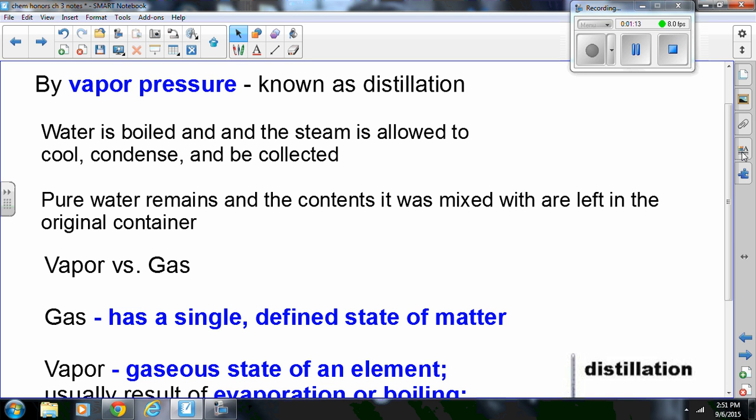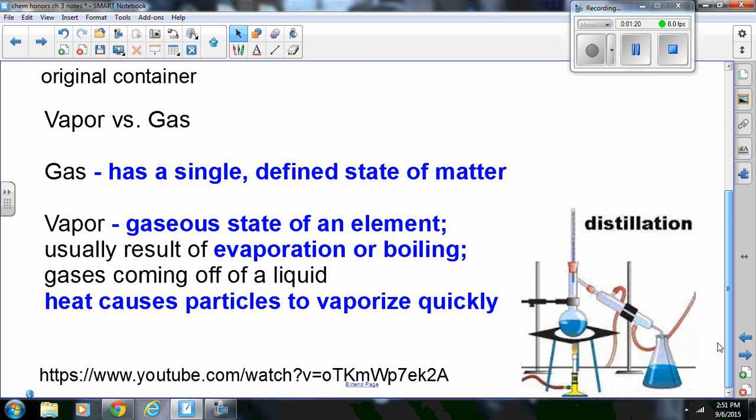You can actually do this with salt and water, but we're going to do this with alcohol and water. So if you look here, this is basically the setup. Ours will be a little bit different. We'll have a hot plate, we'll have a very basic condensation tube, and we'll also have some ice over here. So you'll basically have a hot water bath with one test tube full of alcohol and water. You will increase the temperature, causing the alcohol to turn to a vapor, travel down the condensation tube, and collect in an ice bath in a separate test tube.